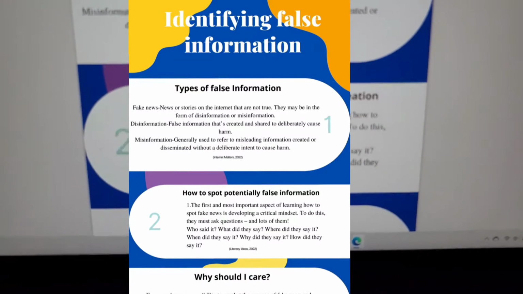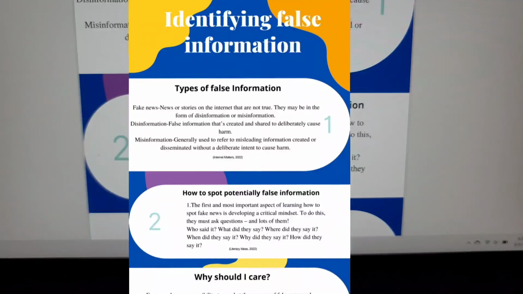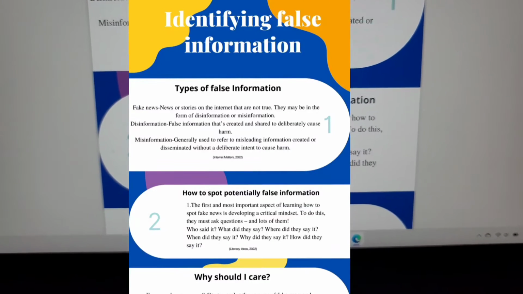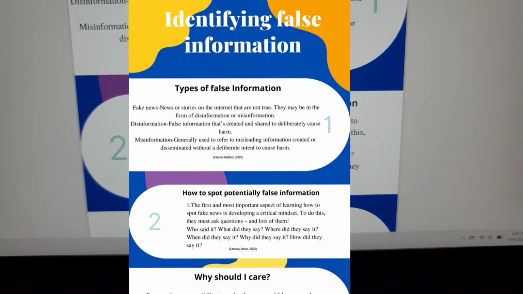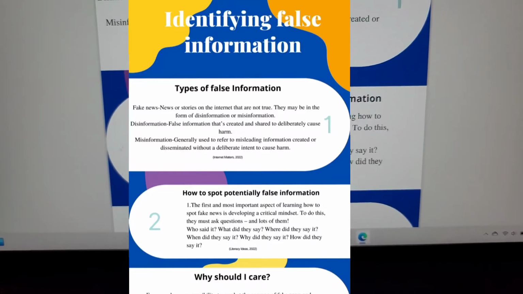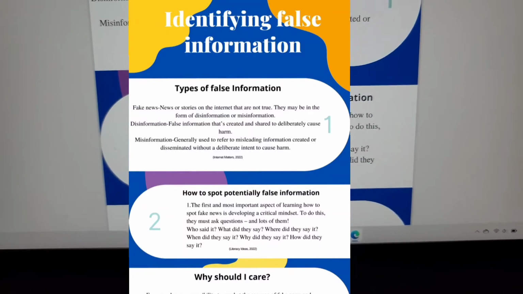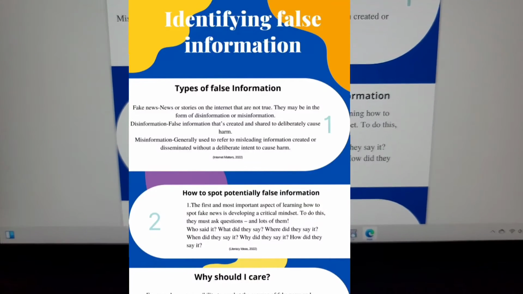Number 2 is how to spot potentially false information. So, the first and most important aspect of learning how to spot fake news is to develop a critical mindset. And by critical mindset, what I mean is a mindset to think a little bit more about the information that you're looking at, and then do your homework, right? Ask questions, don't just take things at face value.